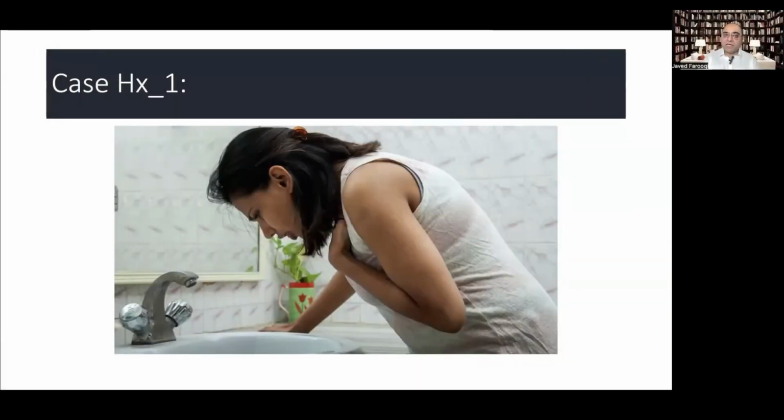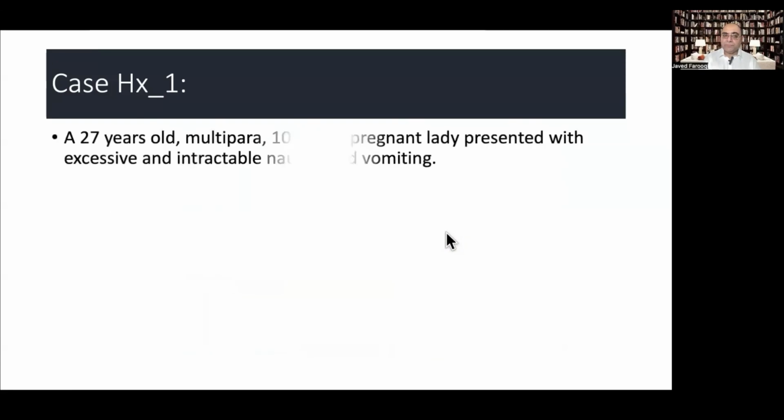The first case history of our discussion. A 27 years old multipara, 10 weeks pregnant lady presented with excessive and intractable nausea and vomiting.